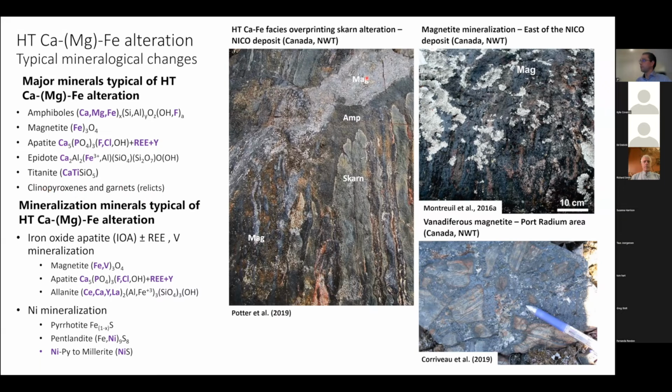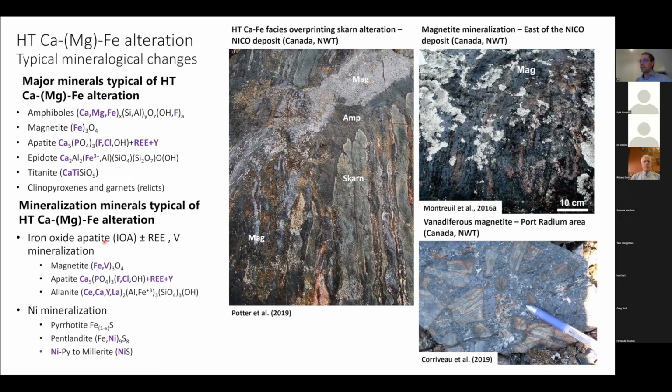For example, here, this is east of the NICO deposit. We can see the early skarn alteration assemblages overprinted by an amphibole and amphibole-magnetite type of alteration that is overprinting and completely replacing the earlier skarn type alteration.